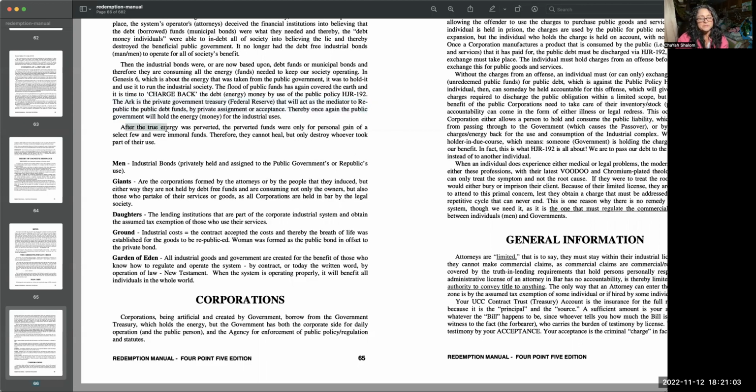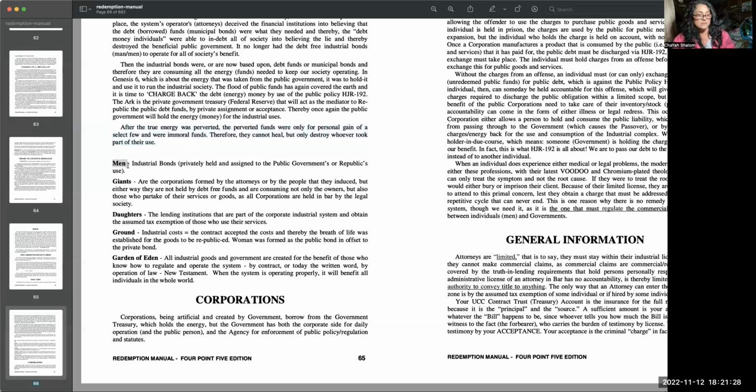After the true energy was perverted, the perverted funds were only for personal gain of a select few and were immoral funds. Therefore, they cannot heal, but only destroy whoever took part of their use.